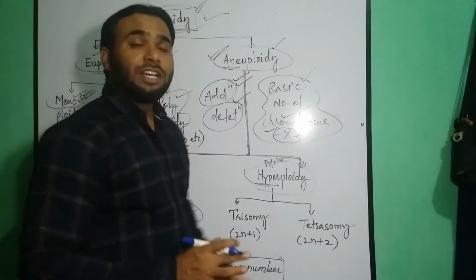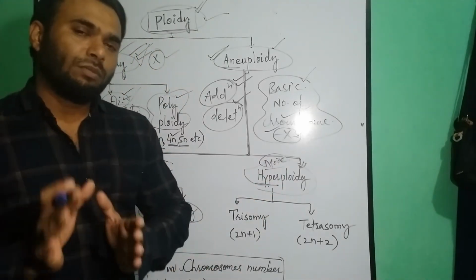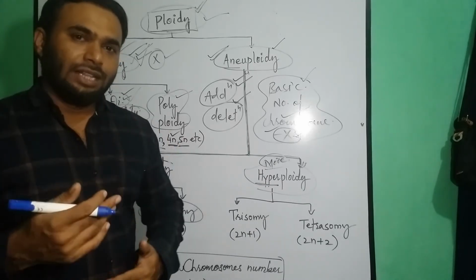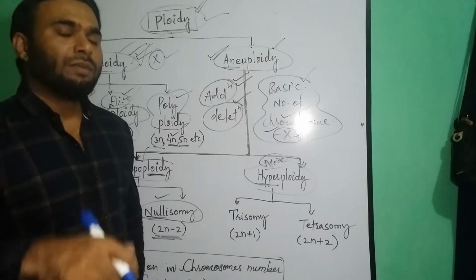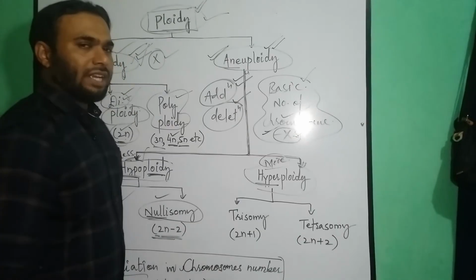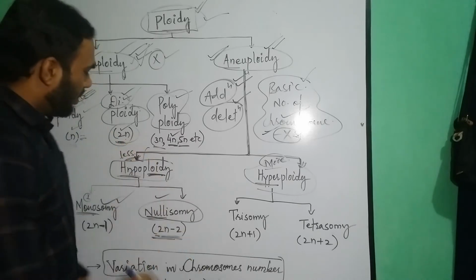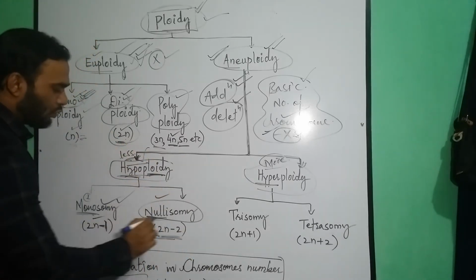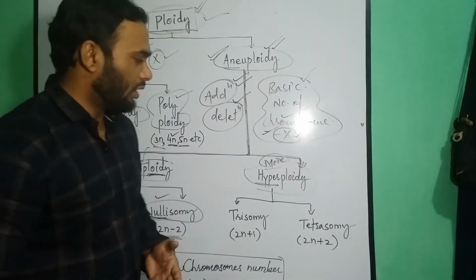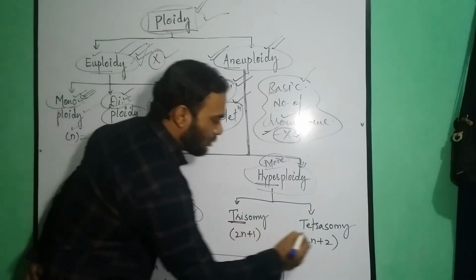Now we'll see, dear students, hyperploidy. As you know, the meaning of hyper is more. So what will happen here? To the normal number of chromosomes, either one chromosome or more than one chromosome will be added. Because it is not an exact multiple of x, either some chromosomes will be added or some will be deleted. The deleted portion I explained in hypoploidy as monosomy and nullisomy. In hyperploidy, new chromosomes will be added to the normal number. Dear students, now we'll see trisomy and tetrasomy.